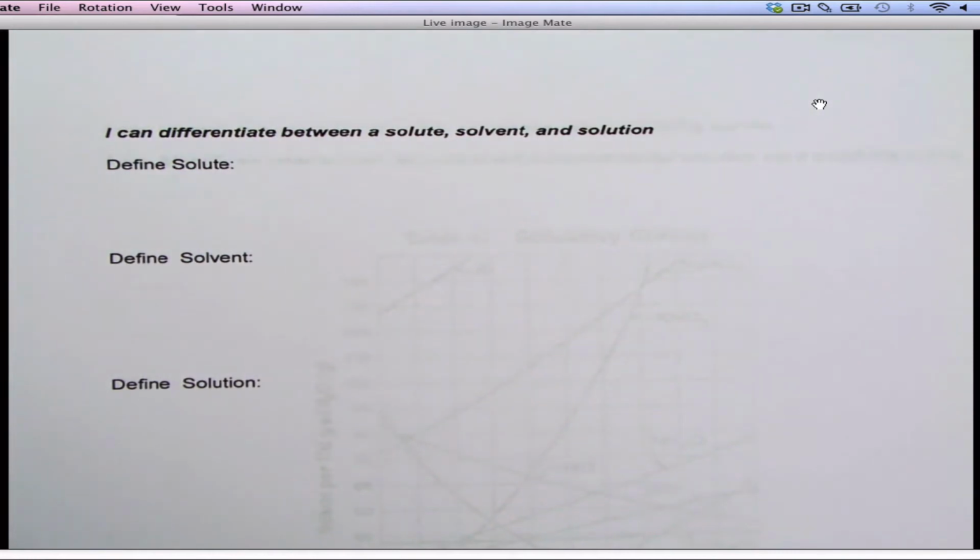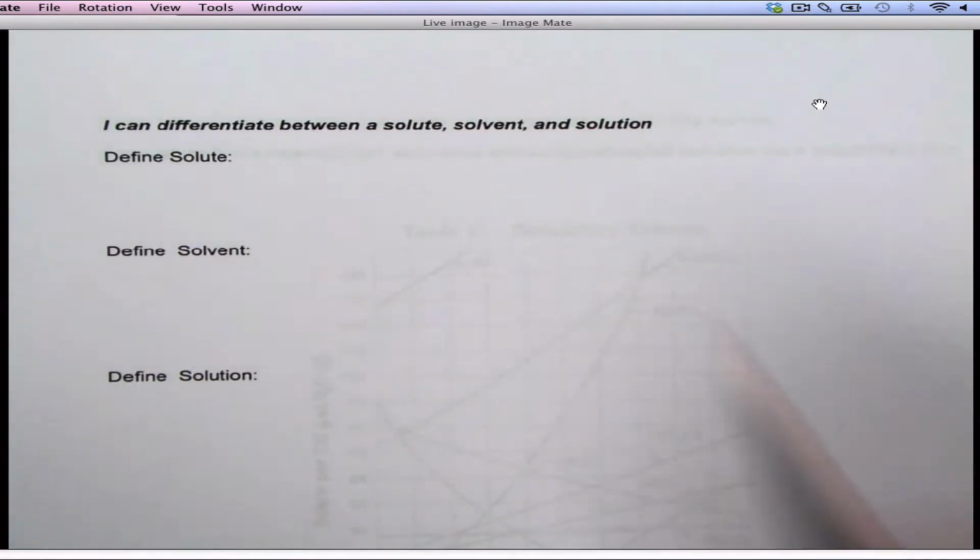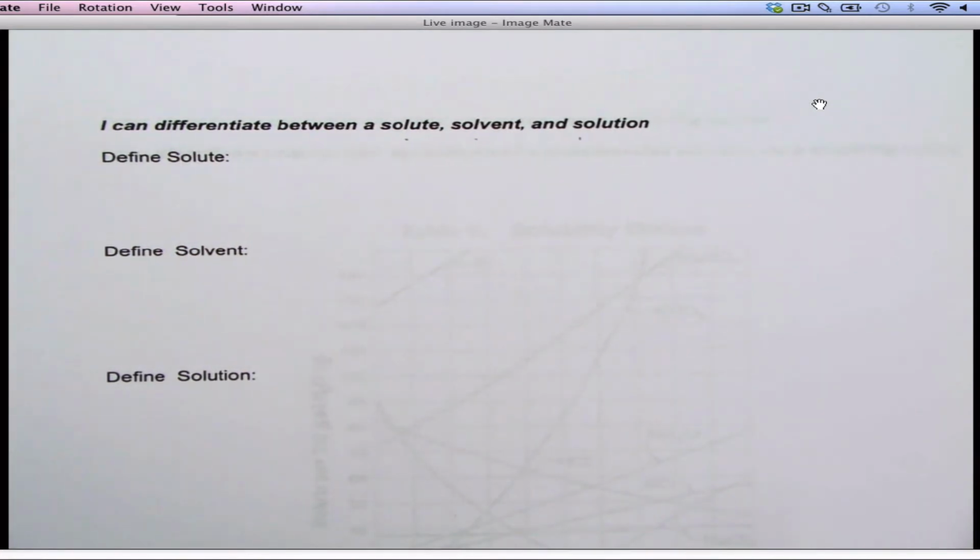All right, welcome back. We're going to talk about the difference between solute, solvent, and solution. So I'll give you some more details on those things.